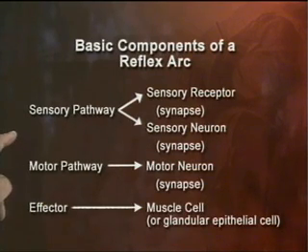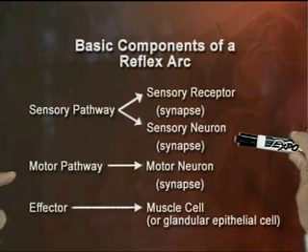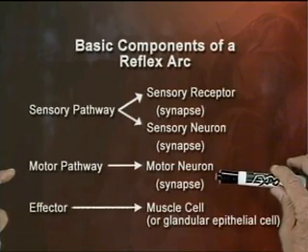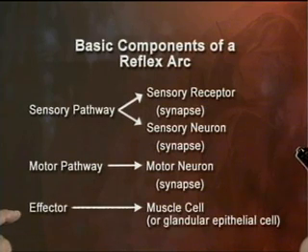And in the sensory pathway, we've got the two things, sensory receptor and sensory neuron. The motor pathway is the motor neuron, and then there will be a synapse between that and, in this case, muscle cells that form the actual effector that actually does something in response.